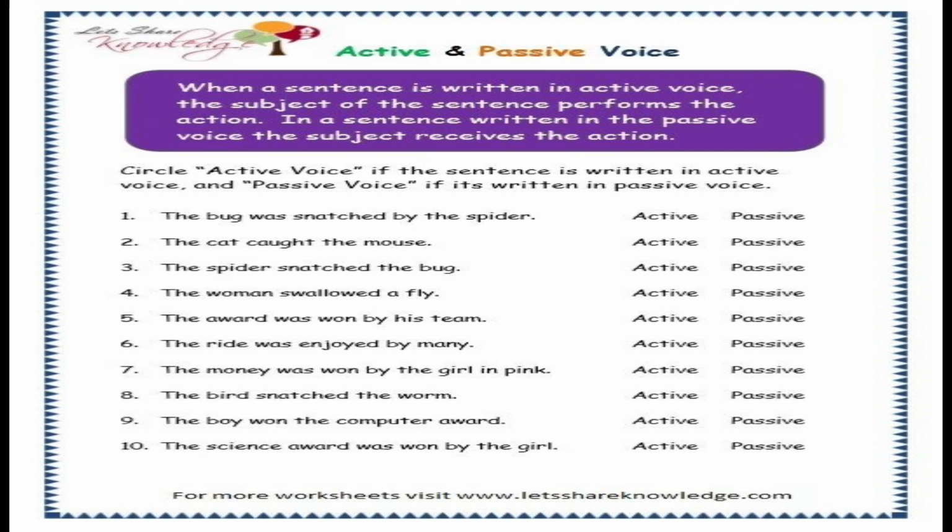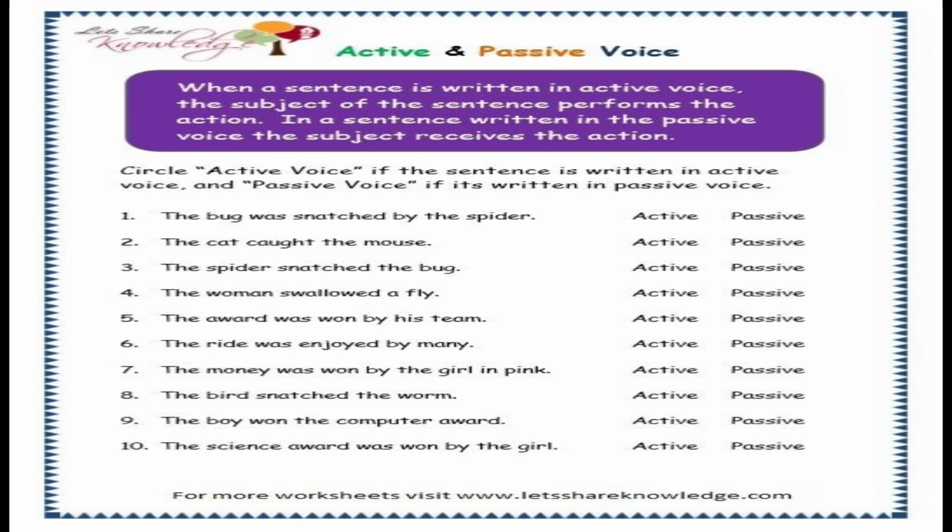Look here, my dear students, columns are given: which sentence is written in active, which in passive. Your duty is to circle this. If it is active, circle active. If it is passive, circle passive. I am going to read out question number 1. The bug was snatched by the spider. The bug was snatched, was plus V3. So is it active or passive, my dear students? Yes, you are right, it is written in passive. Number 1, passive, circle passive.